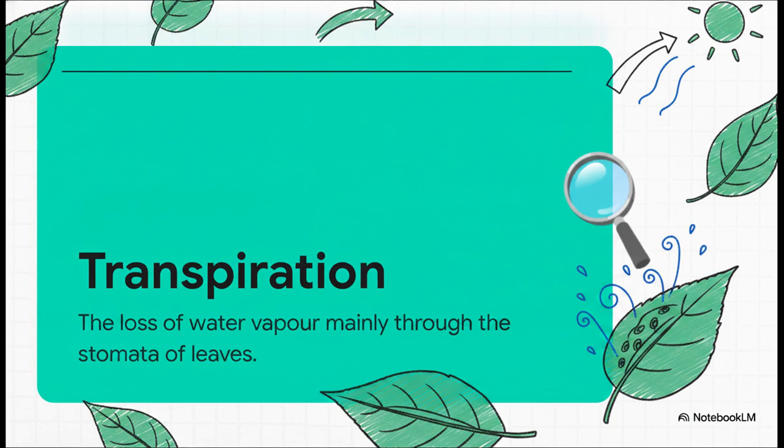Great job. Transpiration is the biological term for this exact process, the loss of water vapor mainly through the stomata of leaves. It's essentially the plant sweating. Understanding this key vocabulary word is just as absolutely crucial as knowing the structures themselves.